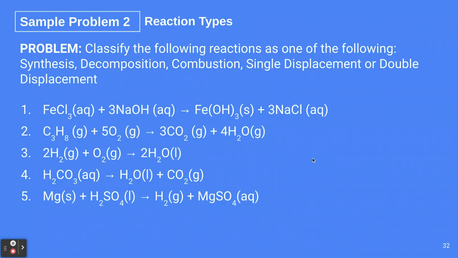So I want you to first practice figuring out these reaction types. Again, the 5 options we have are synthesis, decomposition, combustion, single displacement, or double displacement. So take a pause, figure out the answers, and then come back for the answers.